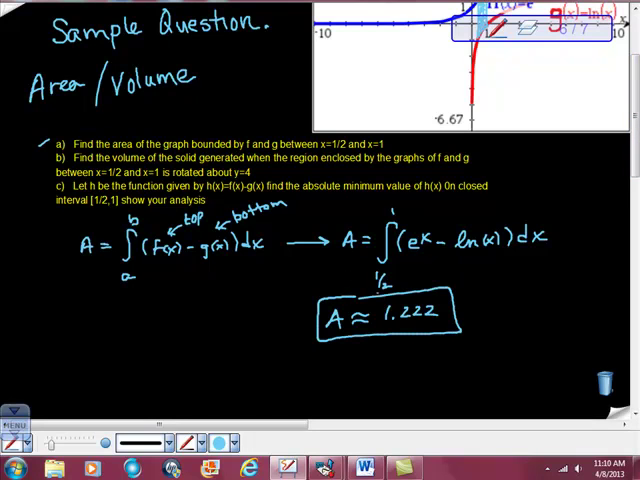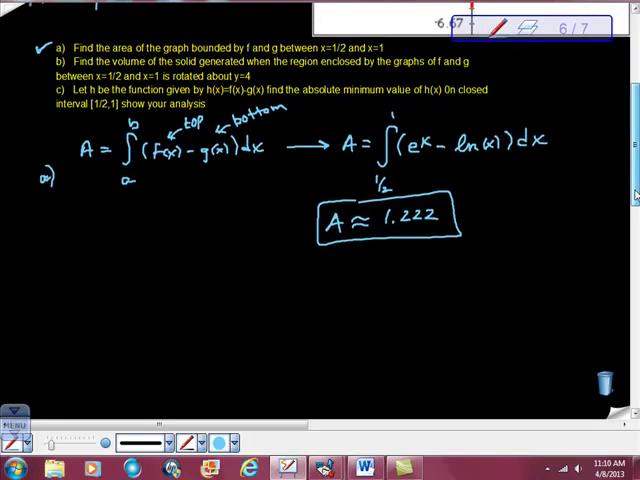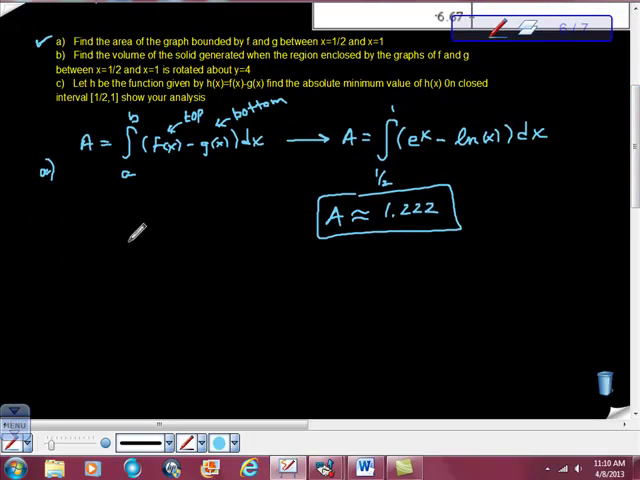And then the other thing, this is really important, you guys, is after you finish this thing, check it off on your paper. I did that. So you can look back at the end and say, I did all those pieces. So this is section A, so I did section A. And I'm going to move on to section B. And section B says, find the volume of the solid generated when the region enclosed by the graphs of f and g between 1/2 and 1 is rotated about y is equal to 4. So here is part B.